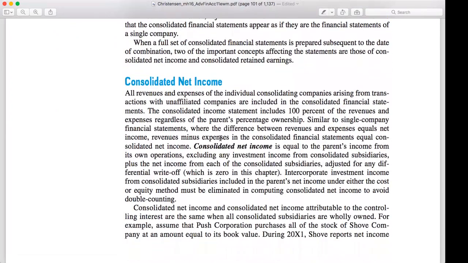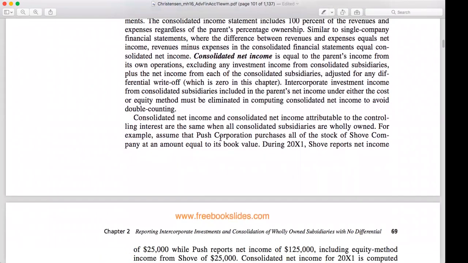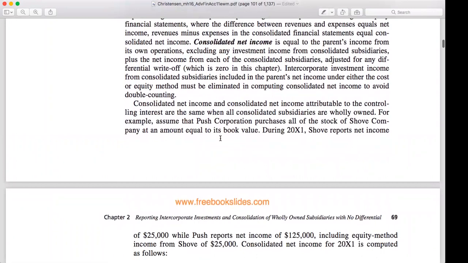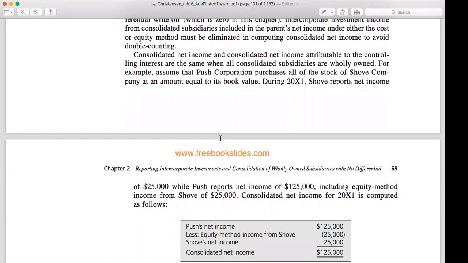So let's have a look at this one. The consolidated net income is the parent's income from its own operations, excluding any investment income from the consolidated subsidiary, plus the net income from each consolidated subsidiary, and it will be adjusted also. So look at this example. Bush Corporation will purchase all of the stock of Shelf Company at an amount equal to their book value.